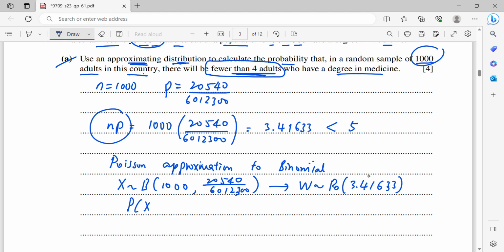Now you need to find the probability that it is fewer than 4 adults. So P(X less than 4) will be the same as P(W less than 4). Poisson is a discrete random variable, and binomial is also discrete. Therefore, we do not need to perform the continuity correction. Just solve as usual. P(W less than 4) means starting from 0 until 3, so you need to get the sum of all these probabilities.